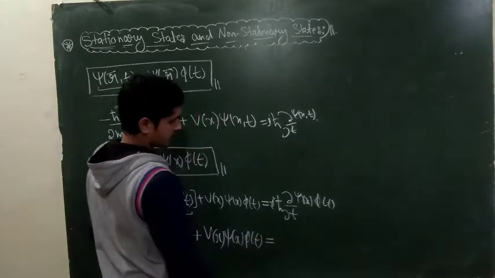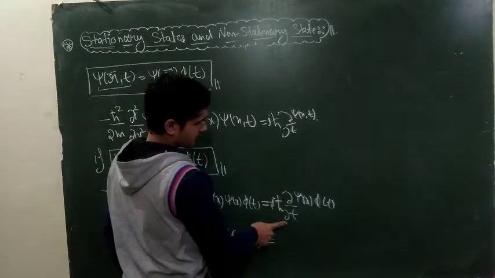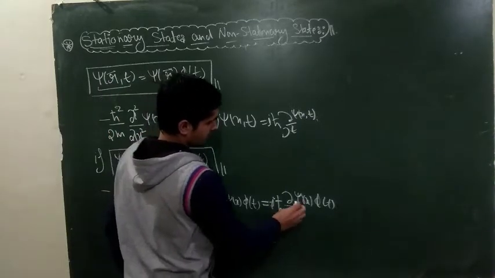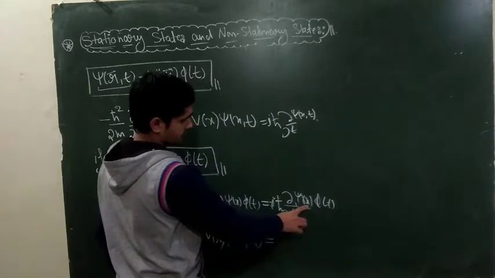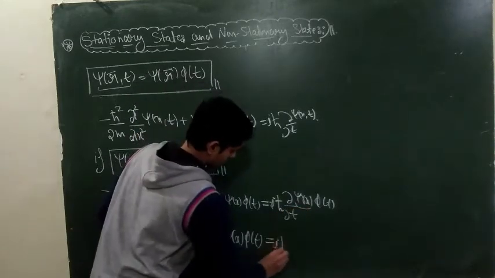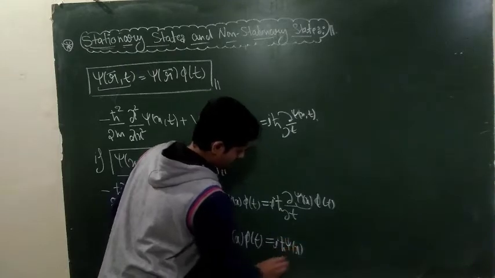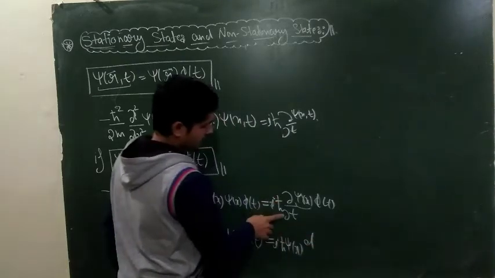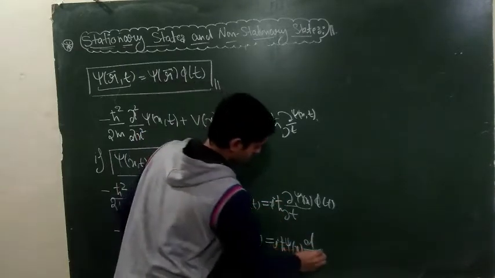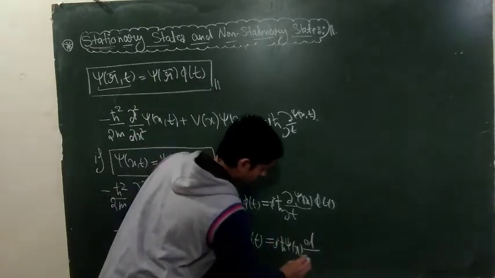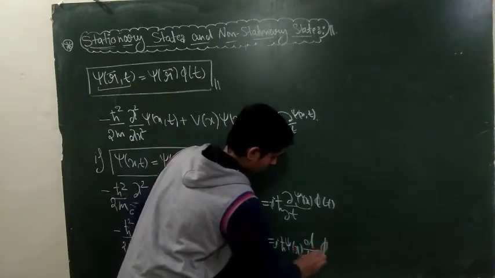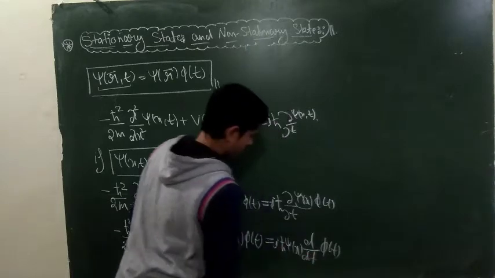Now on the right hand side, the differentiation is with respect to time. So the function which depends just on the space coordinate can be taken out. So it is psi(x) into, and again this partial derivative will be converted into the complete derivative, d over dt of phi(t).